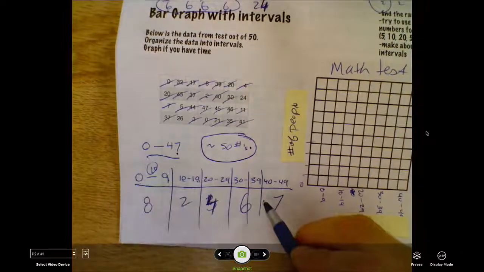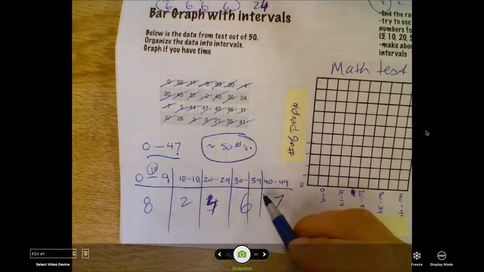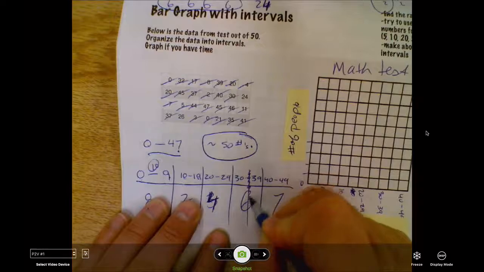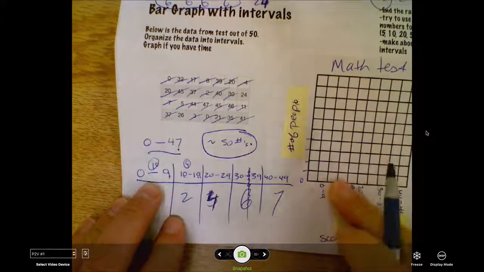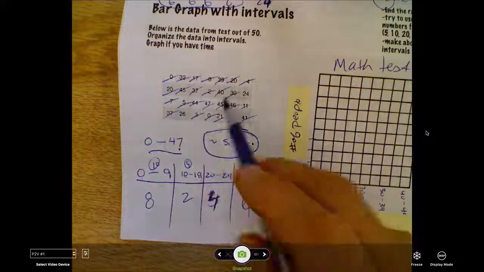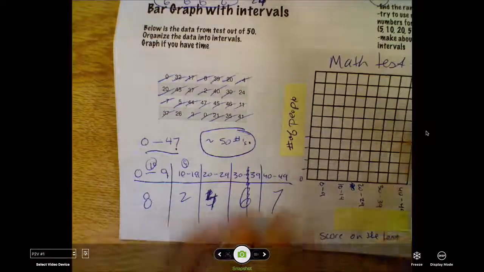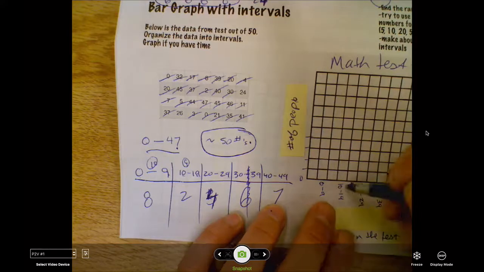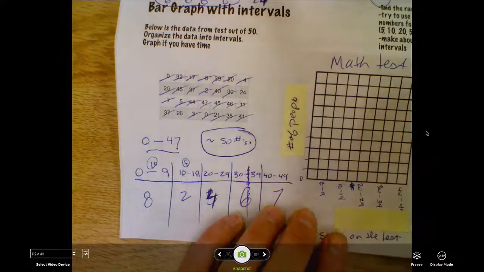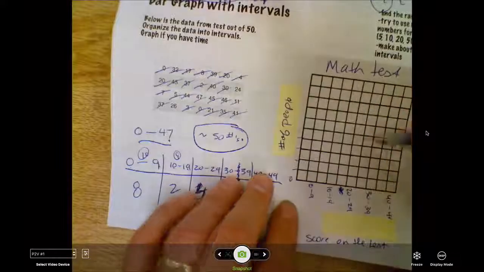Every interval has to have the same amount. You can't have 10 numbers here, then 9 numbers over here, or something like that. If you go with 10, everything has to have the same. So then I go through the numbers, figuring out how much it is. And on the bottom here, I say 0 to 9 is here, 10 to 19 is there, etc. And I start doing the bars.